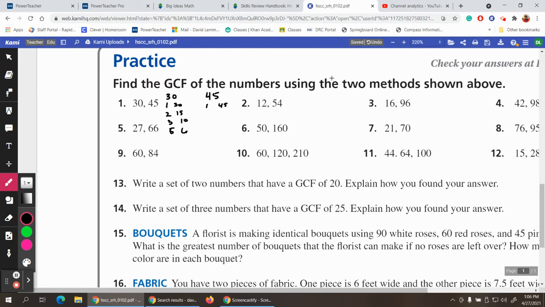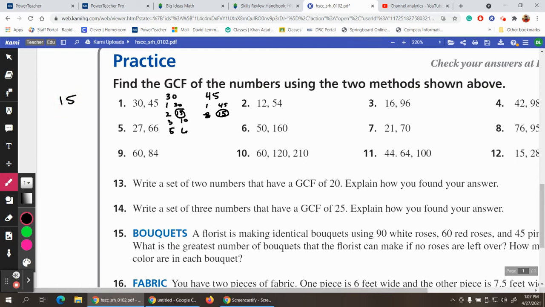Let's see. 2 is not going to work. 45 divided by 3 is 15. And there we kind of already have found it. 15 here, 15 there. So what is the greatest common factor? 15. So that's one way of doing it.